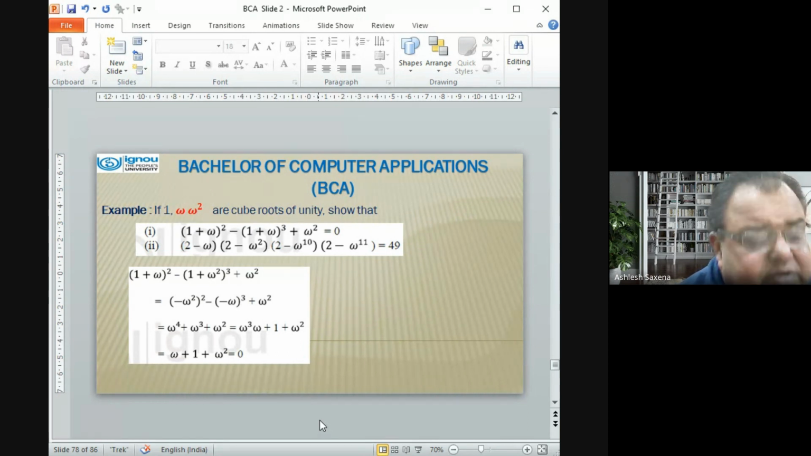What was asked to you to prove is that this is equal to 0. I have used both the fundamental concepts, that is omega cube equal to 1, and 1 plus omega plus omega square is equal to 0.